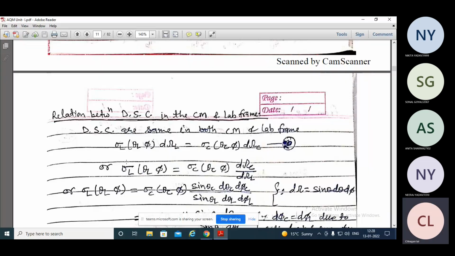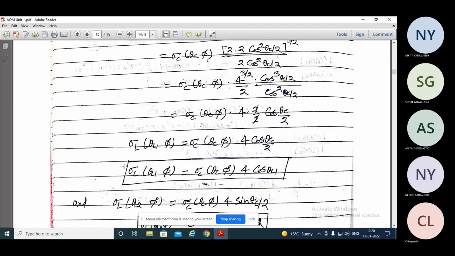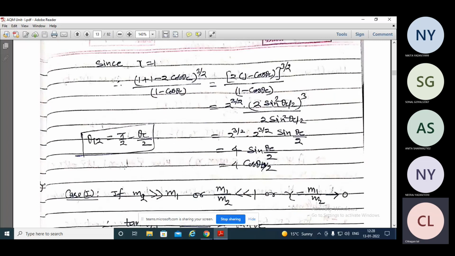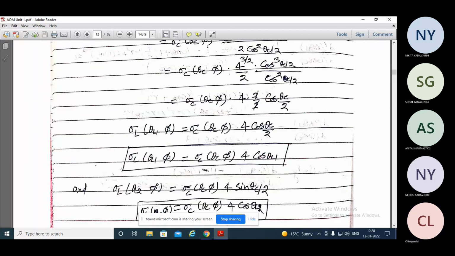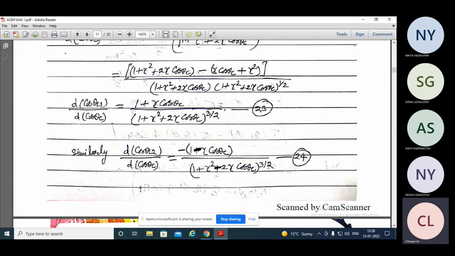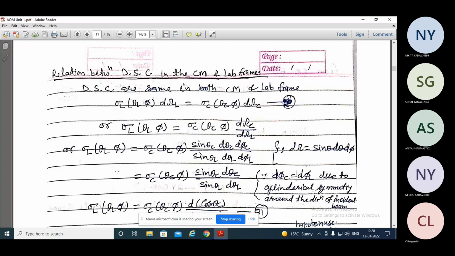Now we can start a new topic for you. So I think it will take some time, but I will try how we represent the differential scattering process in laboratory and field. So now we are going to find out the relation for the differential scattering cross section in the laboratory frame and the field frame. So mathematically both mathematically differential scattering cross sections are same in field frame and lab frame.